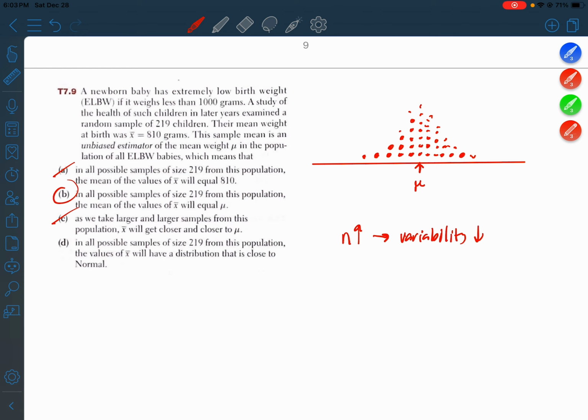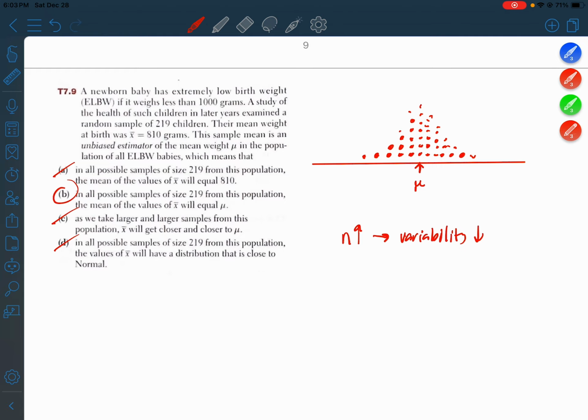D, in all possible samples of size 219 from this population, the values of X bar will have a distribution that is close to normal. Okay, well, that is a true statement. The central limit theorem says if the sample is sufficiently large, and our rule of thumb is 30 or more, then the shape will be approximately normal. Now, D is a true statement, but it's not about the concept of being unbiased. D is a question about shape more so than anything else. So we're going to cross it off, even though it's a true statement.